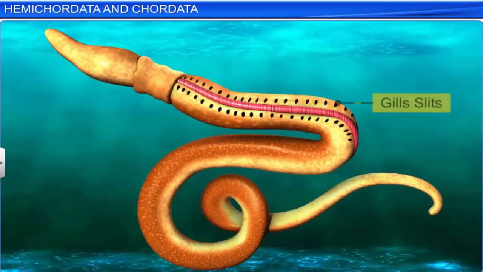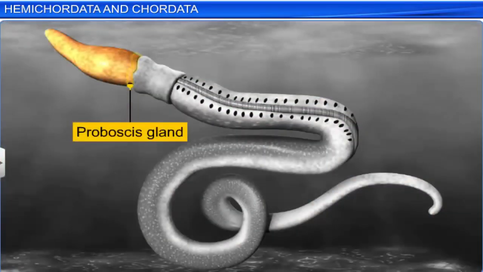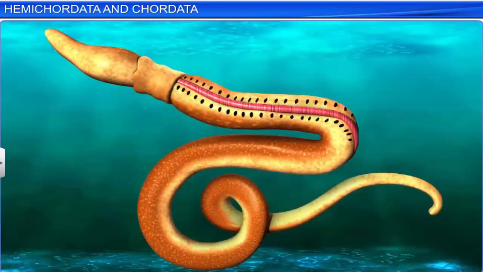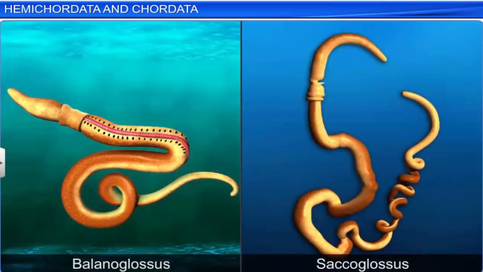Hemichordates respire through gills and have an open circulatory system. The proboscis gland functions as an excretory organ. Hemichordates are dioecious and fertilization is external with indirect development. Balanoglossus and Saccoglossus are examples of this phylum.